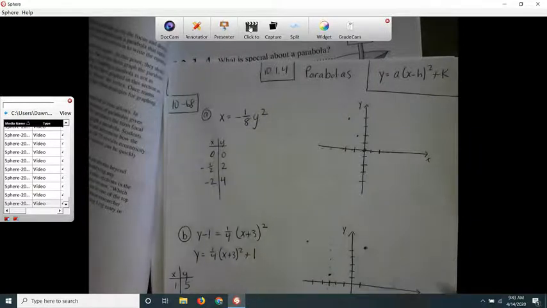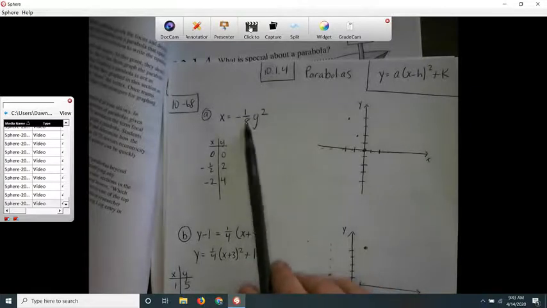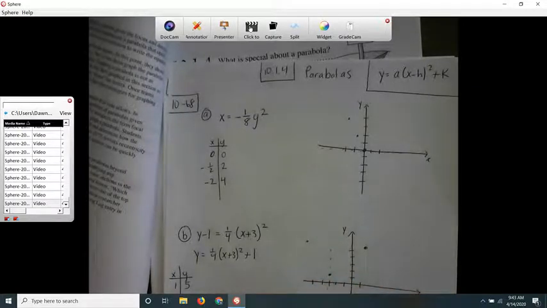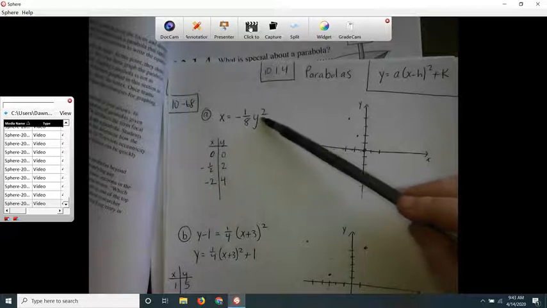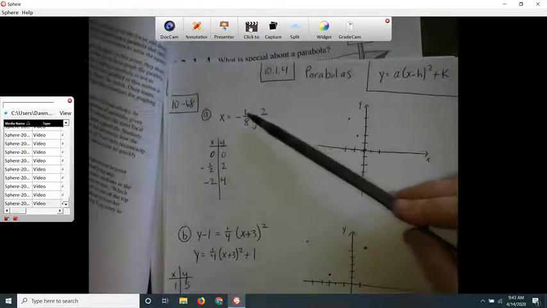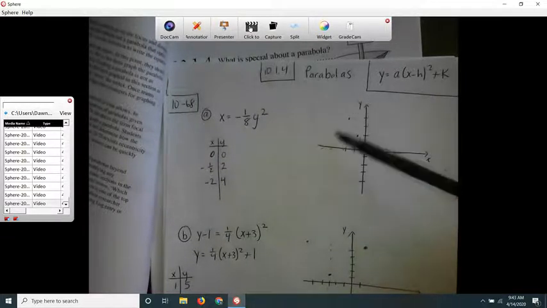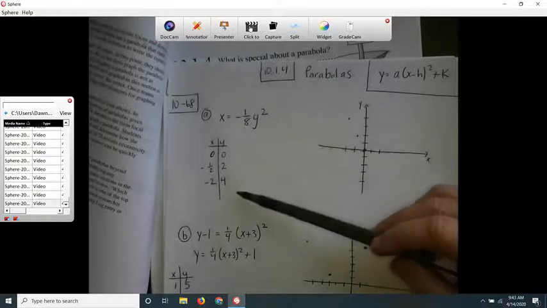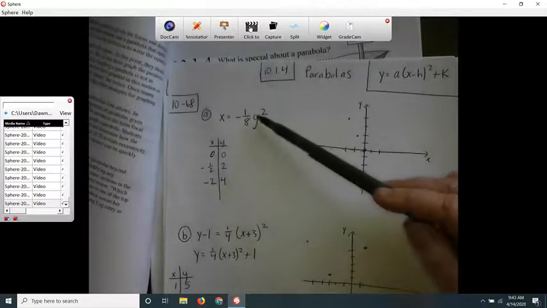So I know there's a point at 0, 0. I'm picking points to plug in for y that are nice points that aren't going to give me too many decimals. So I picked 2 because that gives me 4. 4 times an eighth gives me a negative half. And then I picked 4. 4 squared is 16 divided by 8.